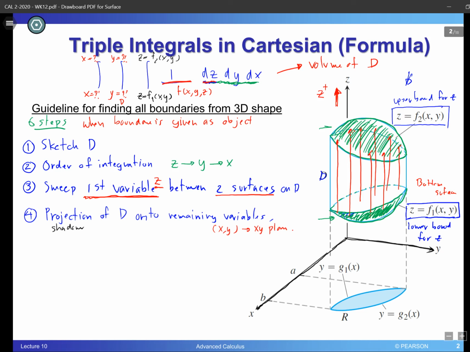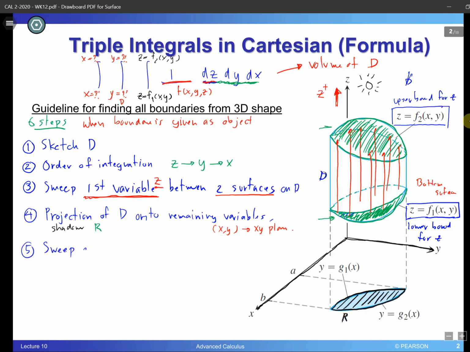So let's imagine that we have this light source up here, a torch or a lamp, and it shines light, and we get this shadow of this object on xy plane right here. So you are going to get this shadow. Let's assume that this is the shadow of this object on xy plane. So there you go, and we are going to call this shadow projection R. So we are going to call this R. And now next step 5, we are going to sweep the second variable.